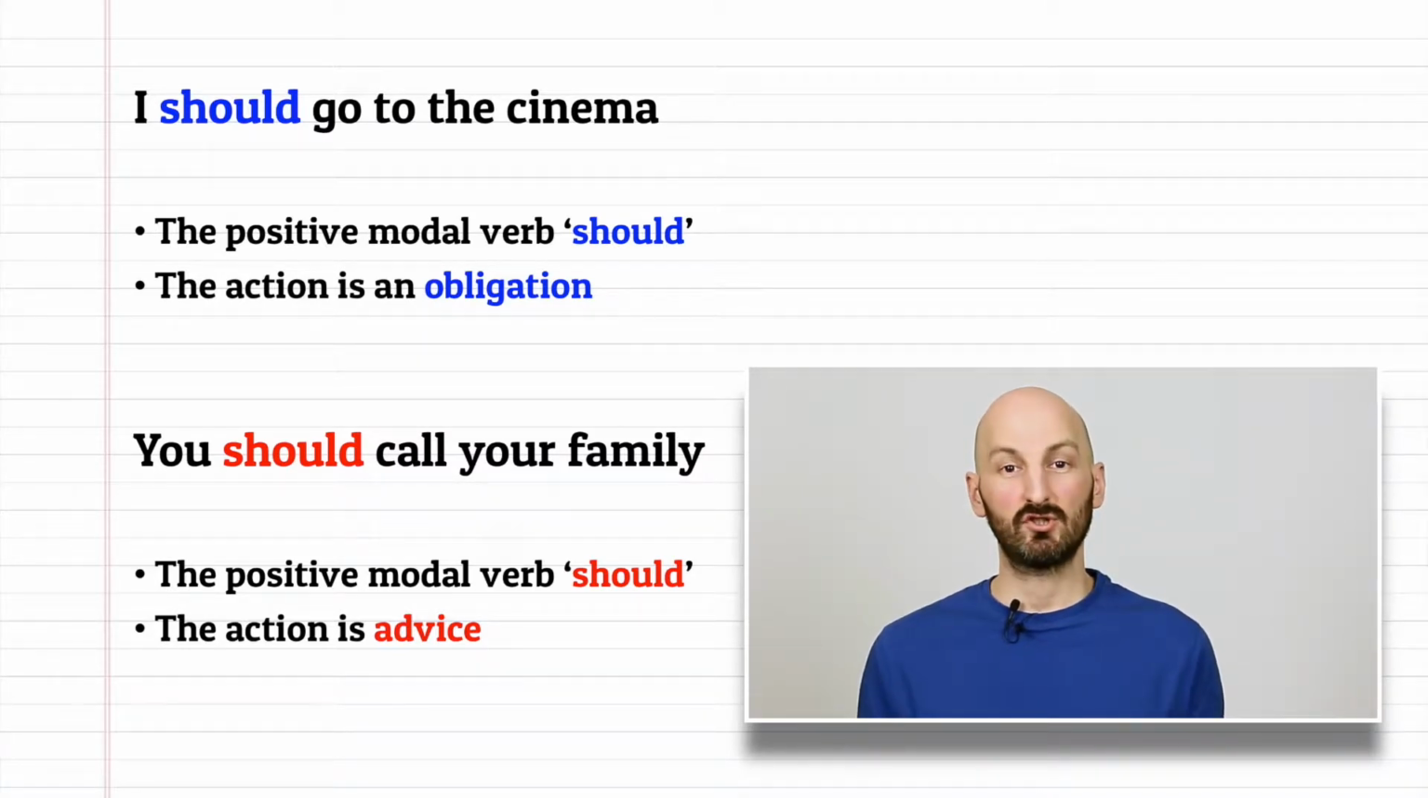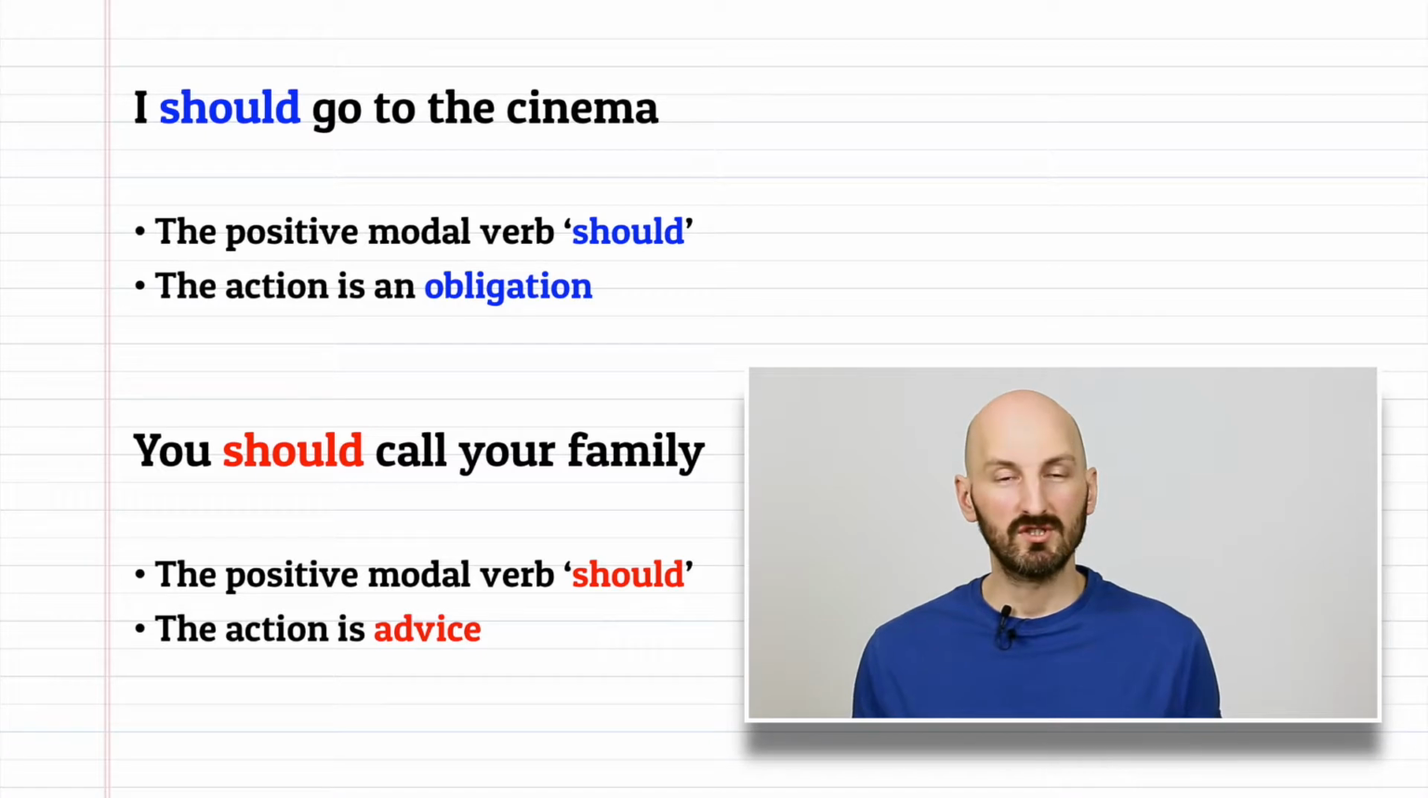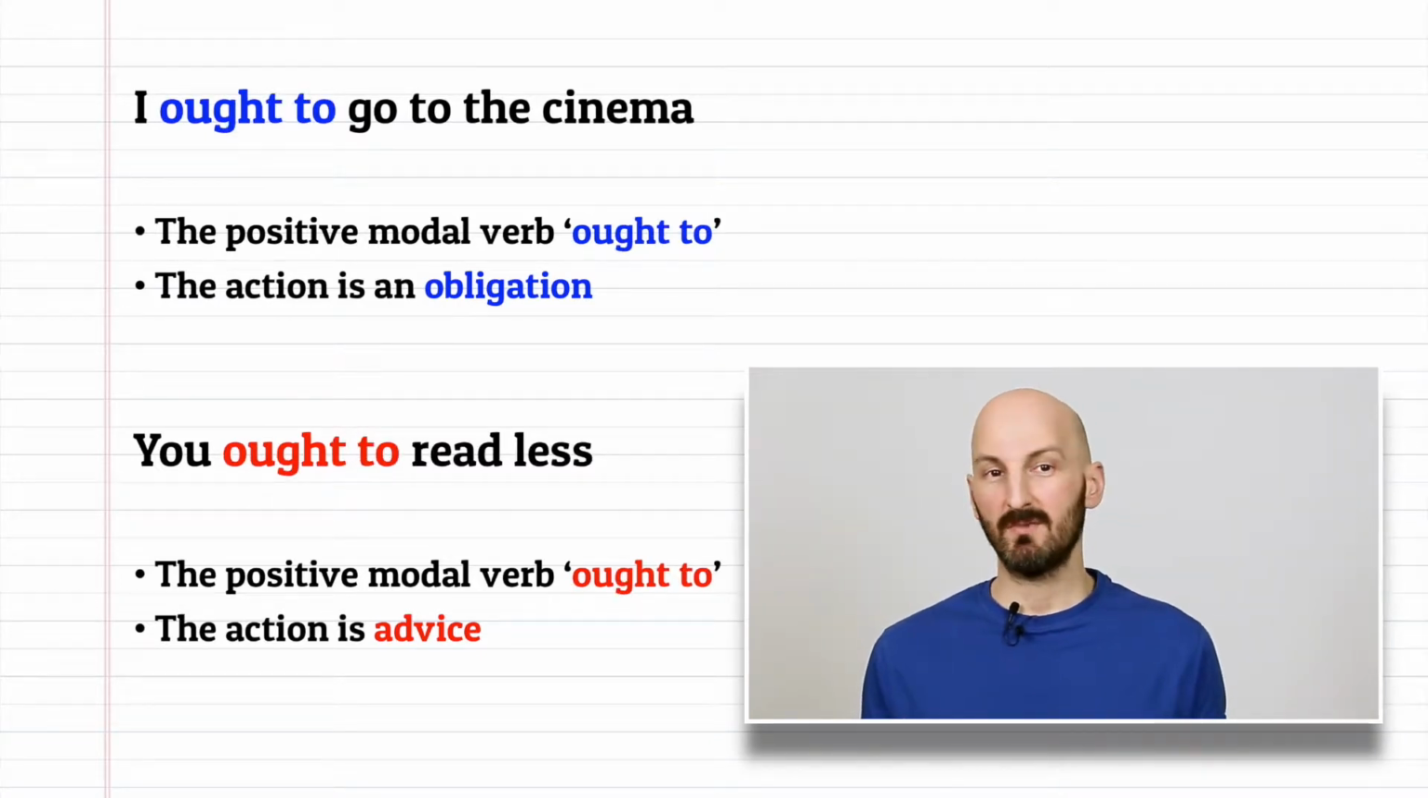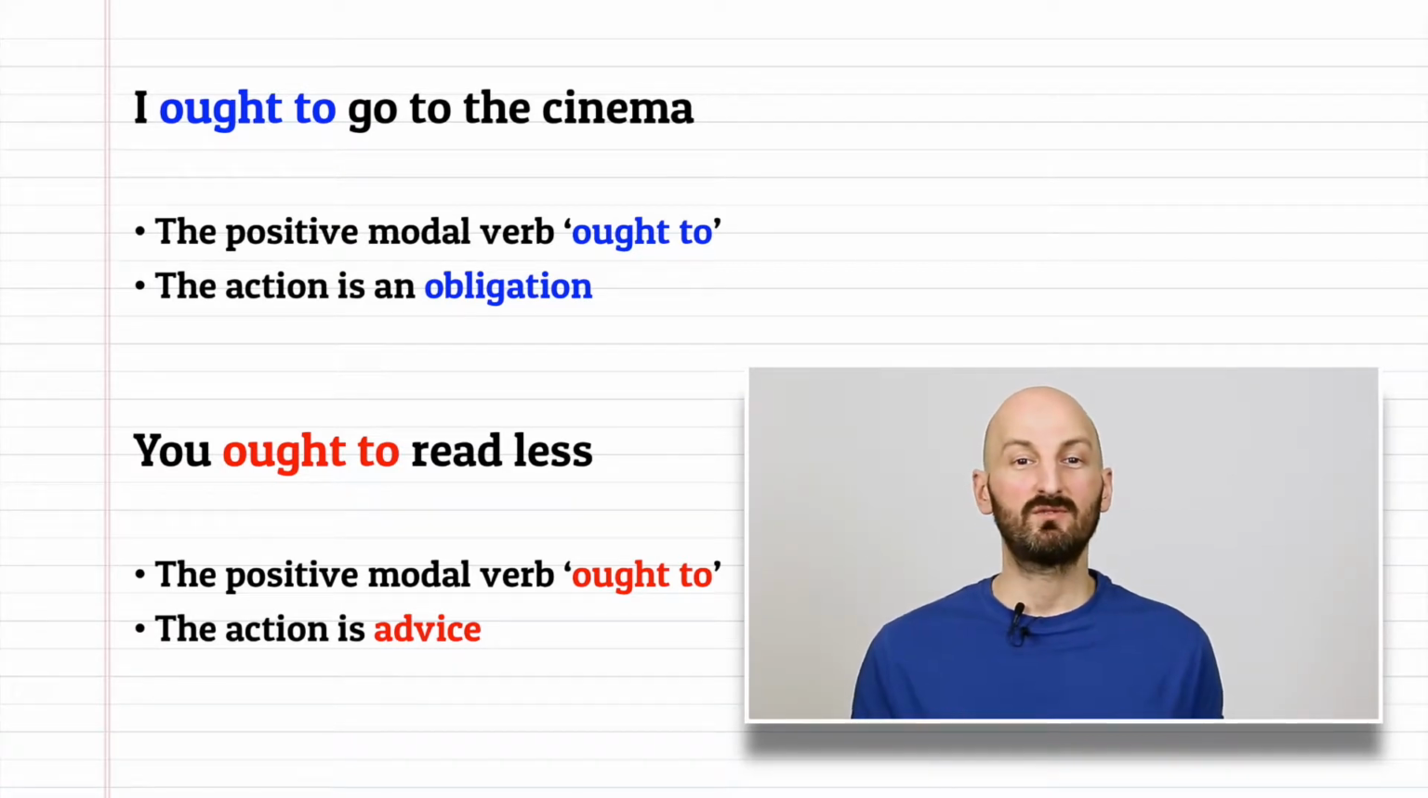As an alternative to should, we can use ought to. I ought to go to the cinema. Now, using ought to or should for obligation and advice has exactly the same meaning, and native speakers use both modal verbs, usually to avoid repetition, although should is more popular and colloquial, while ought to is much more formal. Some other examples are, we should finish our homework before we go out, and you ought to read less lifestyle magazines.